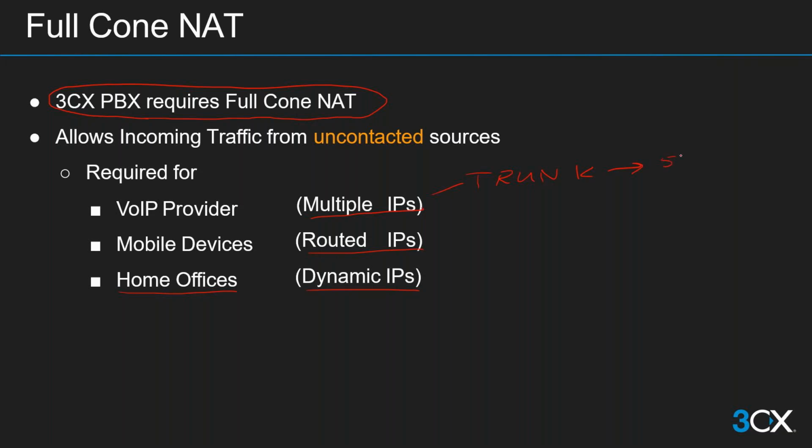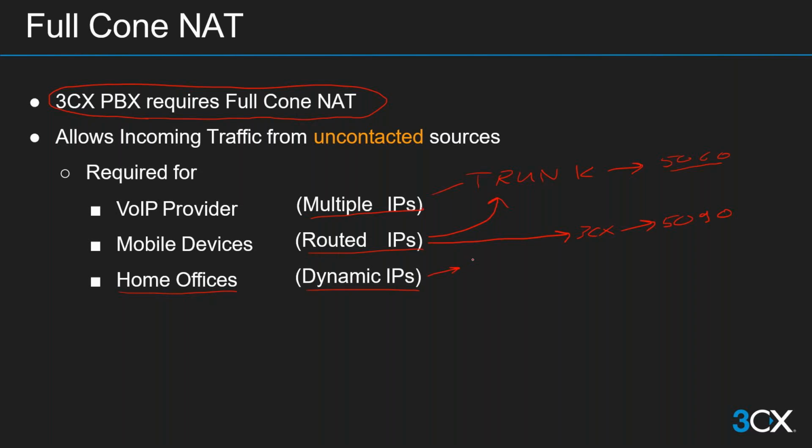Using 5060 or whatever else. Mobile devices. Mobile devices can call in via the trunk. So for example, if I call a 3CX from my mobile number, I go via the trunk to that PBX. If it is my 3CX mobile app, then I connect to the 3CX directly using 5090. Home offices, dynamic IPs, that is an old list.